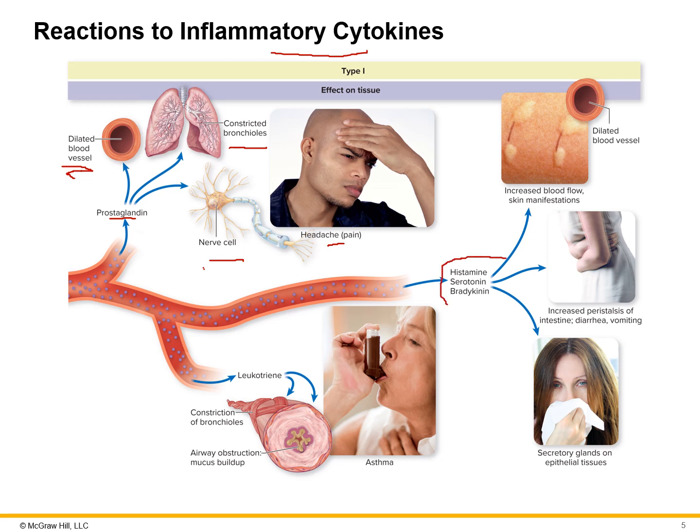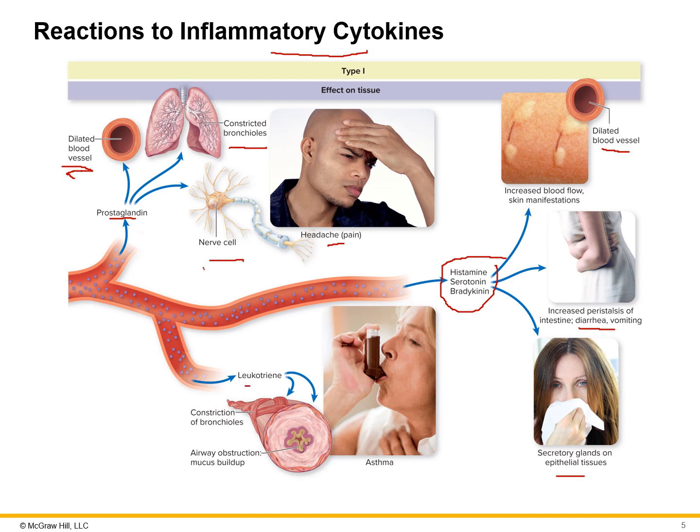Some other cytokines here, histamine, serotonin, and bradykinin, when they get released, they can also dilate the blood vessels. They can cause increased blood flow, which can lead to the hives that we see with some. Those also can impact the GI system, increasing peristalsis, where we're getting an increased flow of fluids through the GI tract that can lead to diarrhea and vomiting, as well as the secretory glands are going to get activated, so all the mucus is going to be produced.